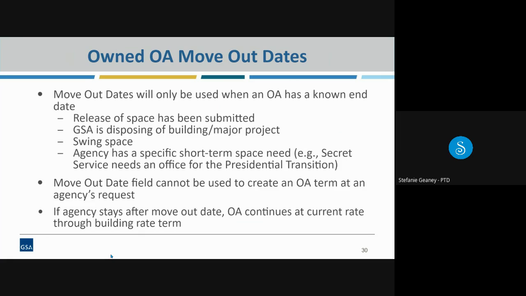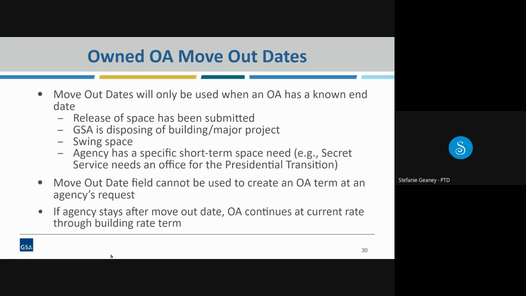Move-out dates are only used when an OA has a known end date, as in the previous example, or when the agency has moved into swing space or has a specific and short-term space need, such as when the Secret Service requires an office during a presidential transition. Move-out dates are not to be used to create an artificial OA term. We understand some agencies may want to stick to old practices and have an explicit expiration date, but that is not an option in OASIS.